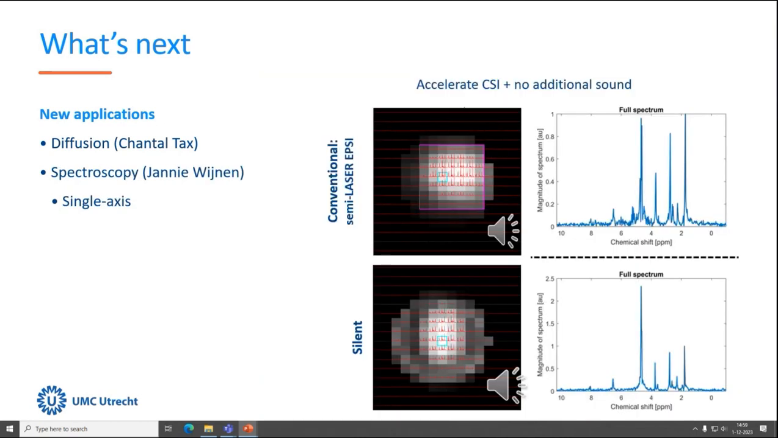What's next? I talked about diffusion; spectroscopy, where Alex is also involved, gives metabolic information, and fast FC scans are very, very noisy.